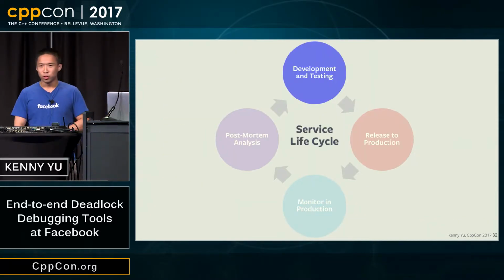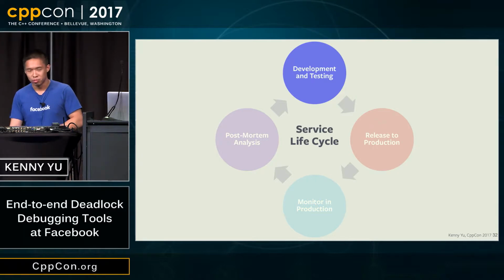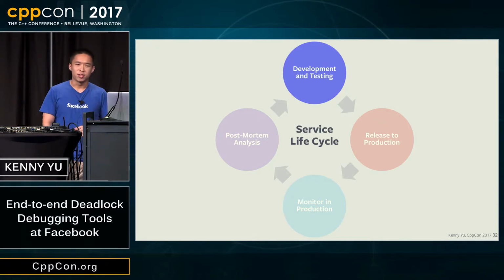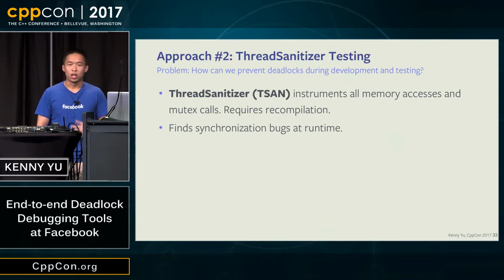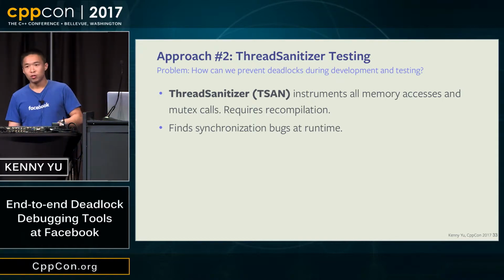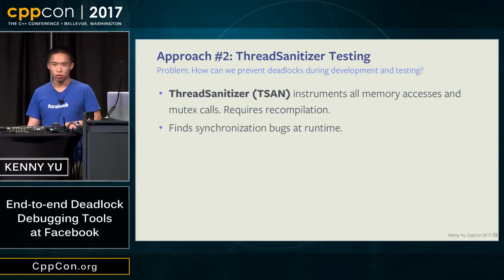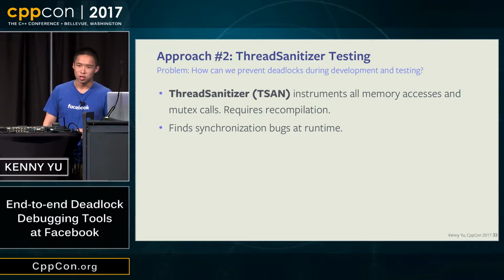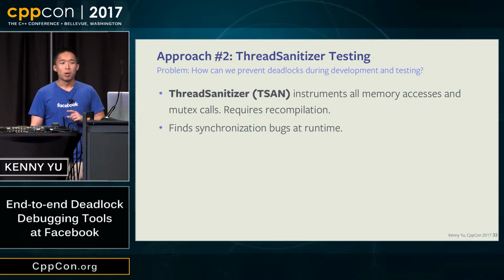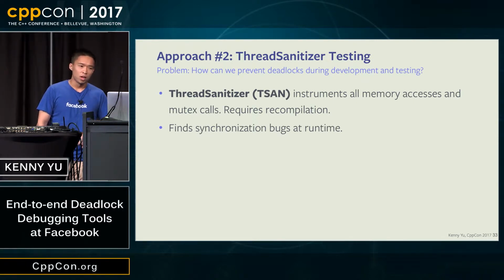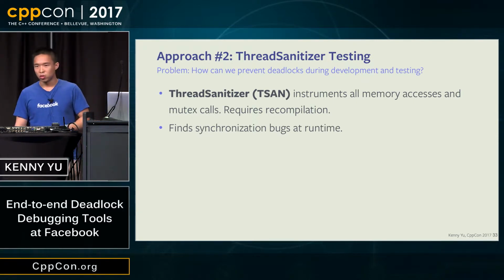OK, so using synchronize is one approach to reduce the overlocking problem. Our next approach for development testing is to run all our tests with Thread Sanitizer, or TSAN. TSAN is part of the larger sanitizer suite open sourced by Google. The sanitizer suite adds compiler time instrumentation to your binaries to find bugs at runtime. For the case of TSAN, it instruments all memory accesses and mutex calls, and it can find data races, lock inversions, and other types of synchronization bugs at runtime.